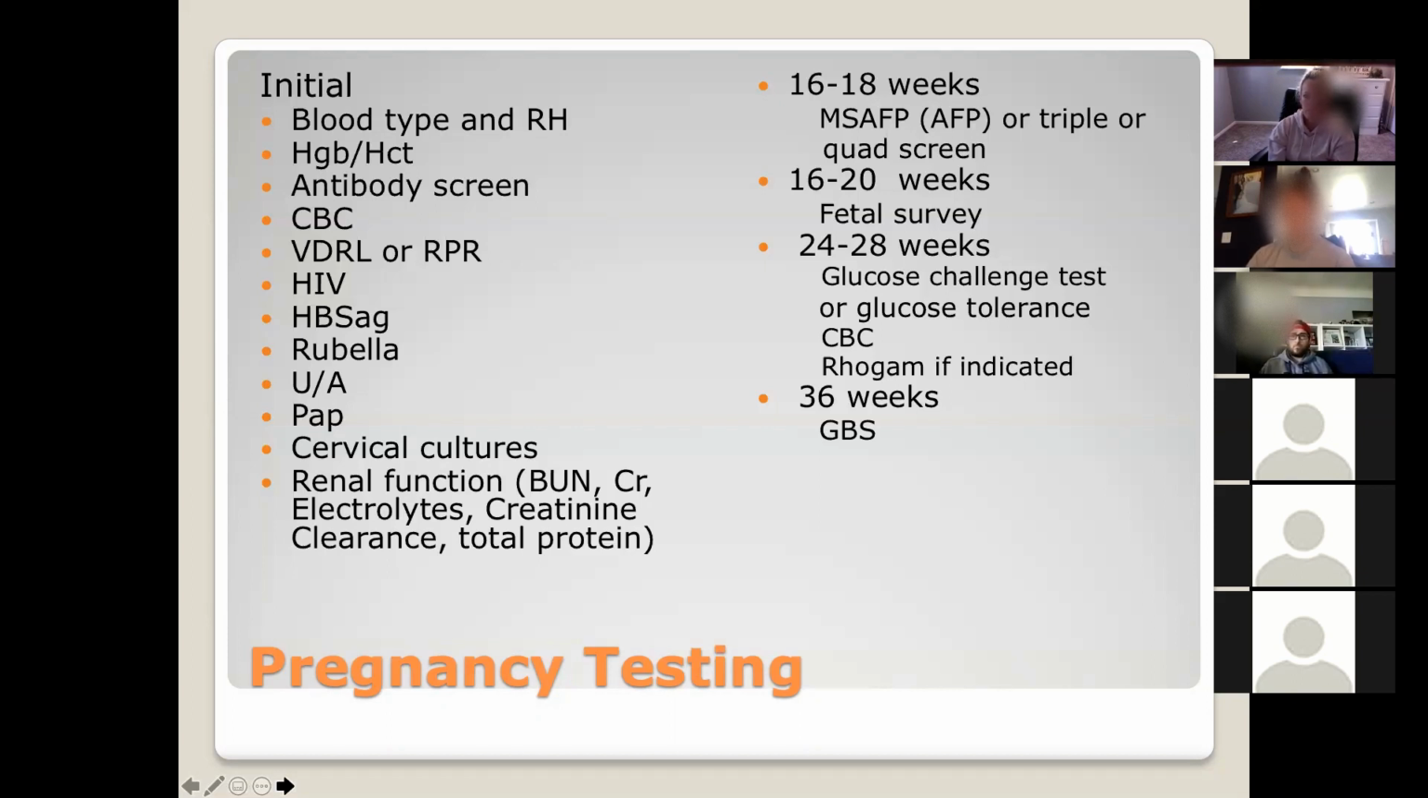16 to 20 weeks, fetal survey, that just means an ultrasound. So they're doing an ultrasound around that time. They're looking to see, is that fetus the correct size in relation to how far along the pregnancy is? They'll look at the anatomy of the baby, make sure all the anatomy is there and appropriate and functioning, that type of thing. A lot of times they can tell the sex of the baby around this time. So that's done then. And then around 24 to 28 weeks, they'll usually do some type of glucose.